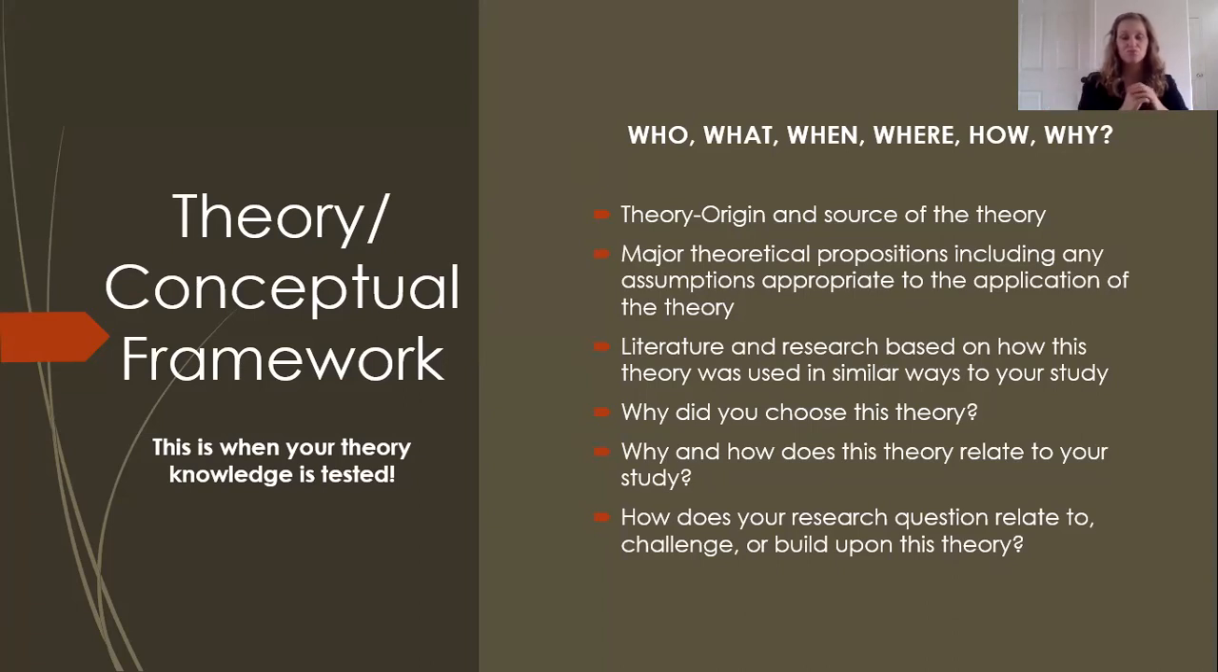What does it say? The major theoretical propositions, including any assumptions appropriate to the application of the theory. So all of these things are coming directly from the checklist. The literature and research based on how this theory was used in similar ways to your study. Why did you choose this theory? How and why did this theory relate to your study? How does your research question relate to, challenge, and build upon this theory?